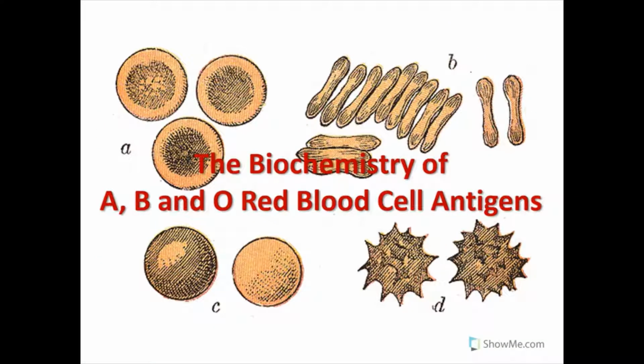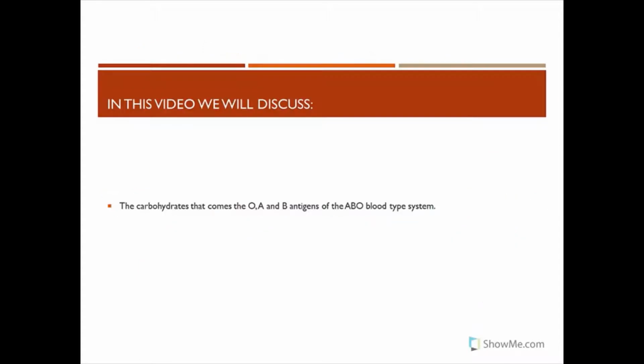Hello everyone, welcome to a brand new video on the biochemistry of the A, B, and O red blood cell antigens. What we're actually going to be looking at here is the carbohydrates that are involved in producing the antigens for the O, the A, and the B blood types in the ABO blood type system. I'm going to go ahead and separate part of the screen here.